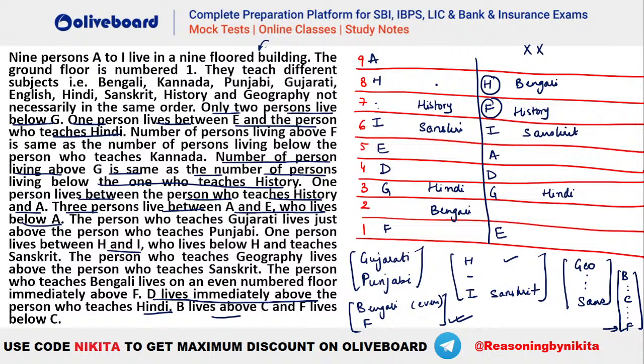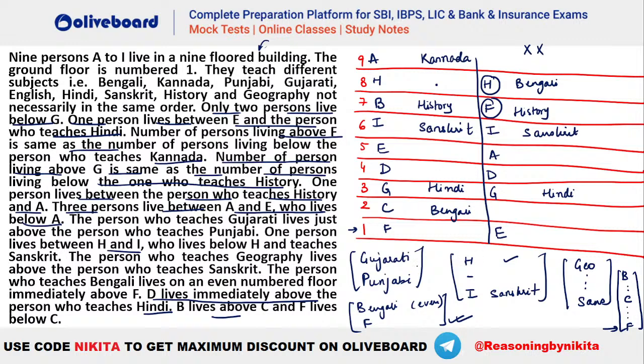In the first case, B and C have to be above F, so B will be here and C will be here. Now, Sanskrit and geography has to be such that geography is above Sanskrit, right? So, geography has to be either A or H. Also, we had this information that Bengali is already placed. H is above I, Sanskrit, geography and Sanskrit. Okay. So now let's try to place this Kannada also, right? It was given that the number of persons living above F was the same as the number of persons below Kannada. Okay, so you can see F is at this position, that is first one, so that means Kannada has to be the topmost one. So you can see this will be your Kannada.